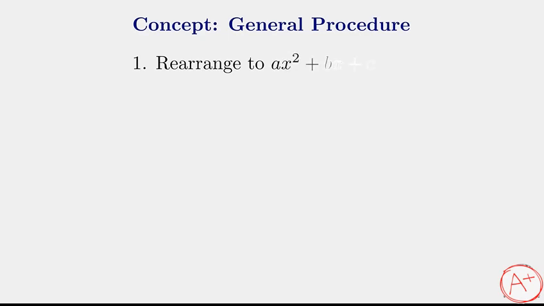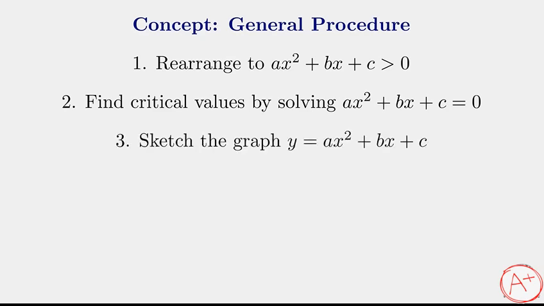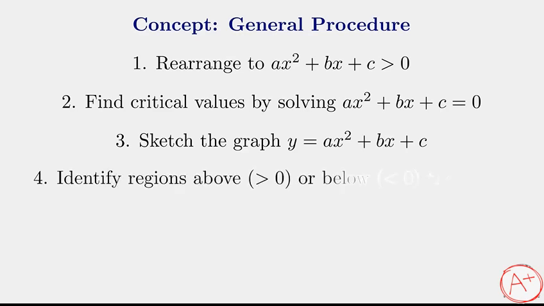Let us begin with the general procedure for solving these inequalities. First, rearrange the inequality so that one side is 0. For example, x squared plus bx plus c is greater than 0. Next, find the critical values by solving the corresponding quadratic equation equal to 0. You can use factorization, completing the square, or the quadratic formula. Then, sketch the graph of the function y equals ax squared plus bx plus c. Finally, identify the regions on the x-axis where the curve is above or below the axis, depending on whether you are looking for greater than or less than 0.